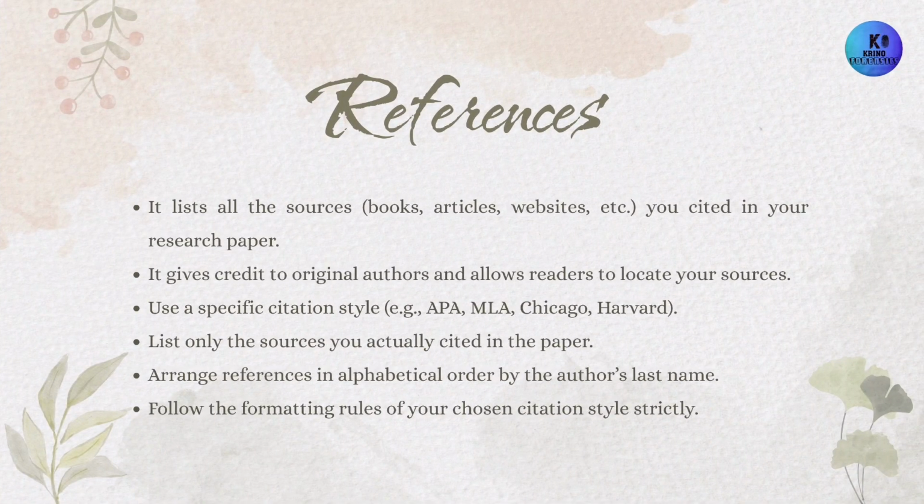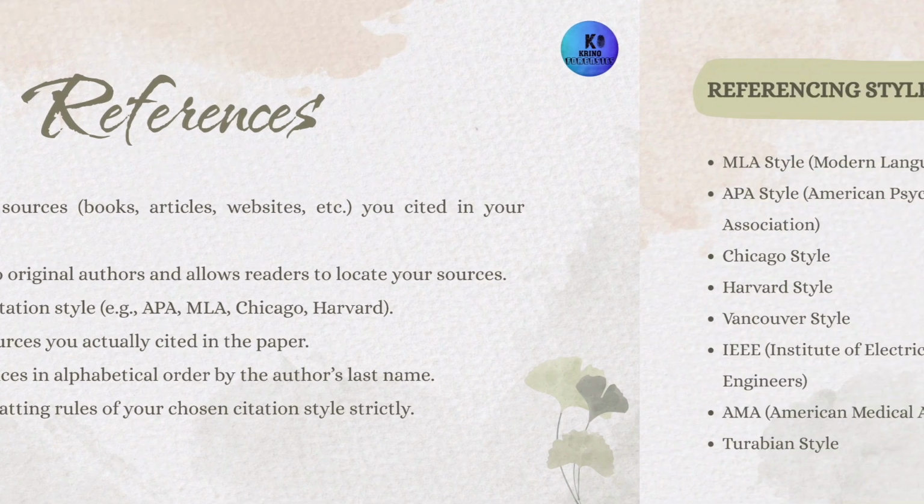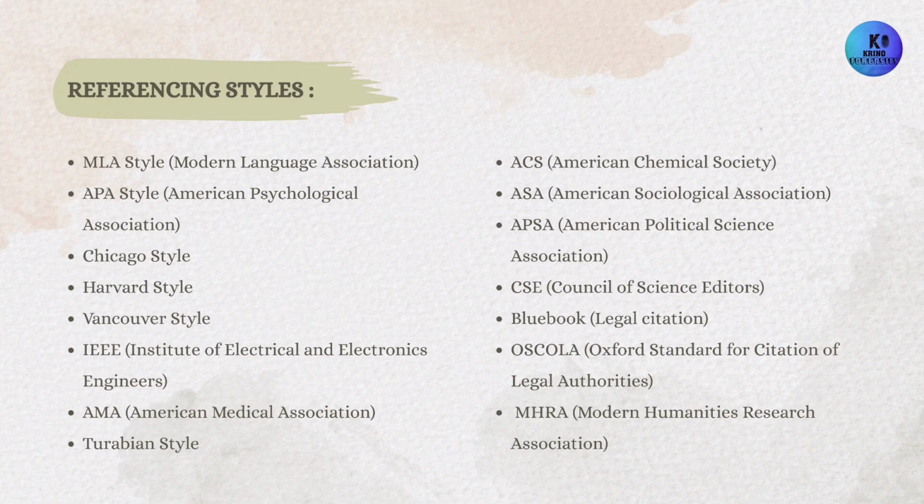References. This is your bibliography, a list of all the sources you cited in your paper. Use a consistent referencing style such as APA, MLA, Chicago, or Harvard, whichever is required by your journal. And make sure to list only the sources that are actually cited in the body of your work and always follow the correct formatting rules for each style. Some commonly used citation styles include APA, MLA, Chicago, Harvard, IEEE, AMA, and many more depending on your discipline.